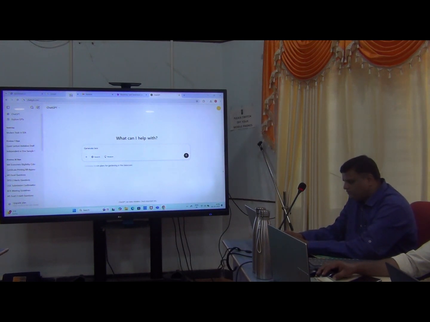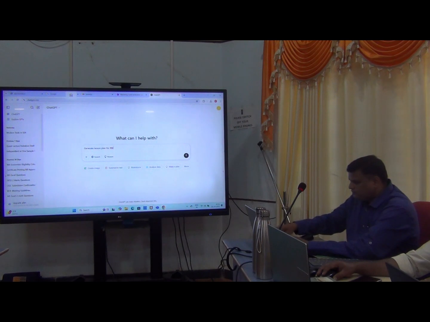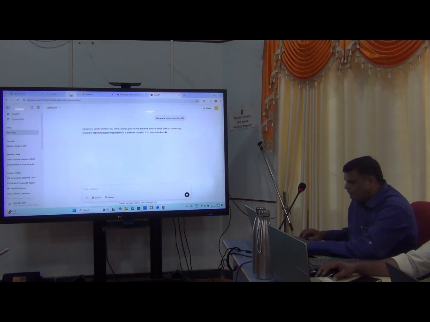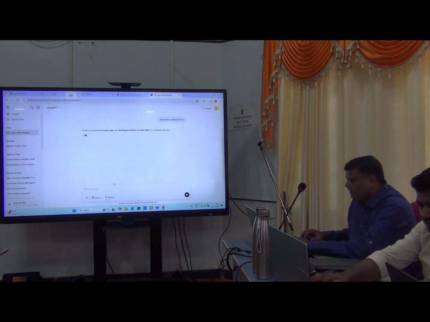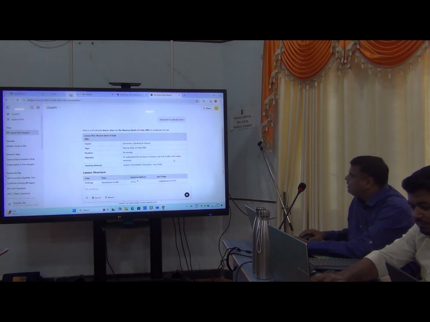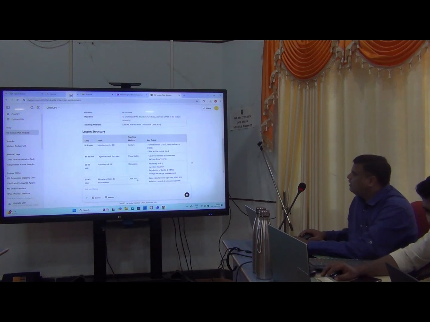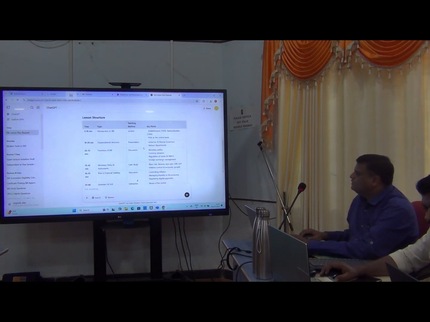Generate, let's say, a lesson plan on RBI. Export as a PDF. It will give you the lesson plan. Instead of like this one, you just tell ChatGPT to generate in tabular form. What is the prompt that we give? That's important. Lesson plan for RBI topic. It takes time. In tabular form it will give what time is required and what method you can use.